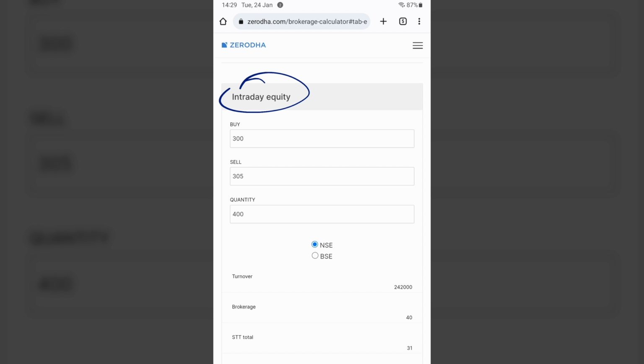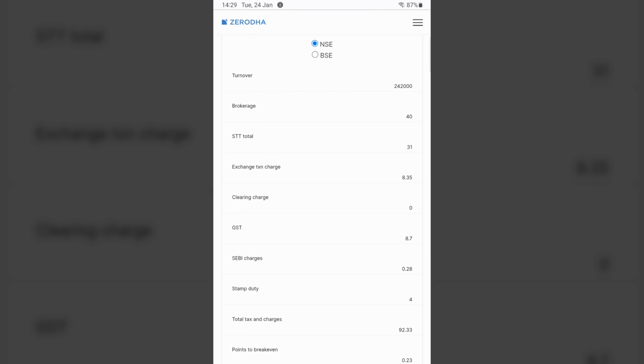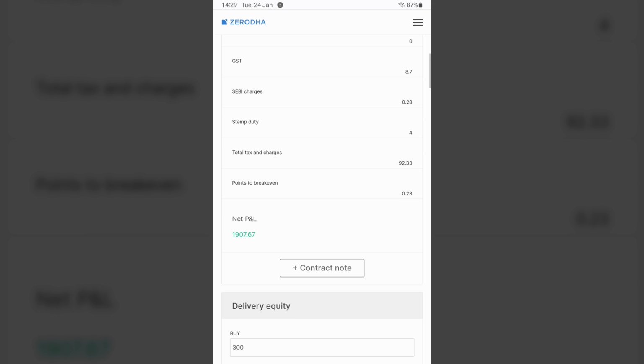So for intraday, we are assuming buy price of 300, sell price of 305, and quantity as 400, because hey, there is 5x margin as well, so why not? The turnover becomes 2,42,000. Do you want to take a guess how much the charges would be? The total charges and taxes are just 92 rupees 33.